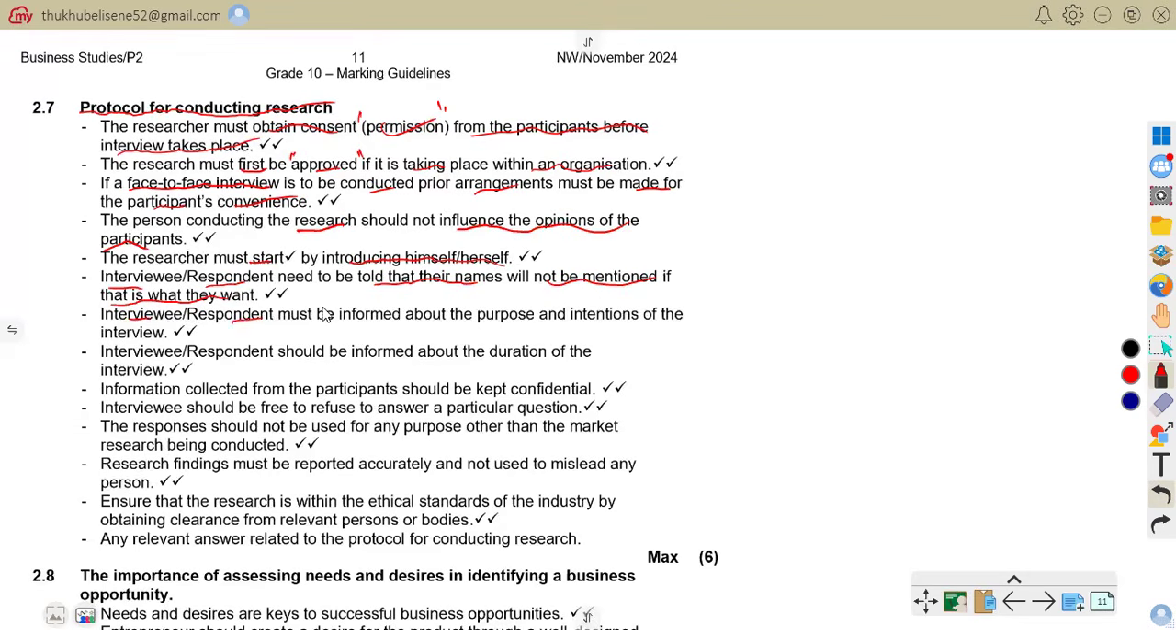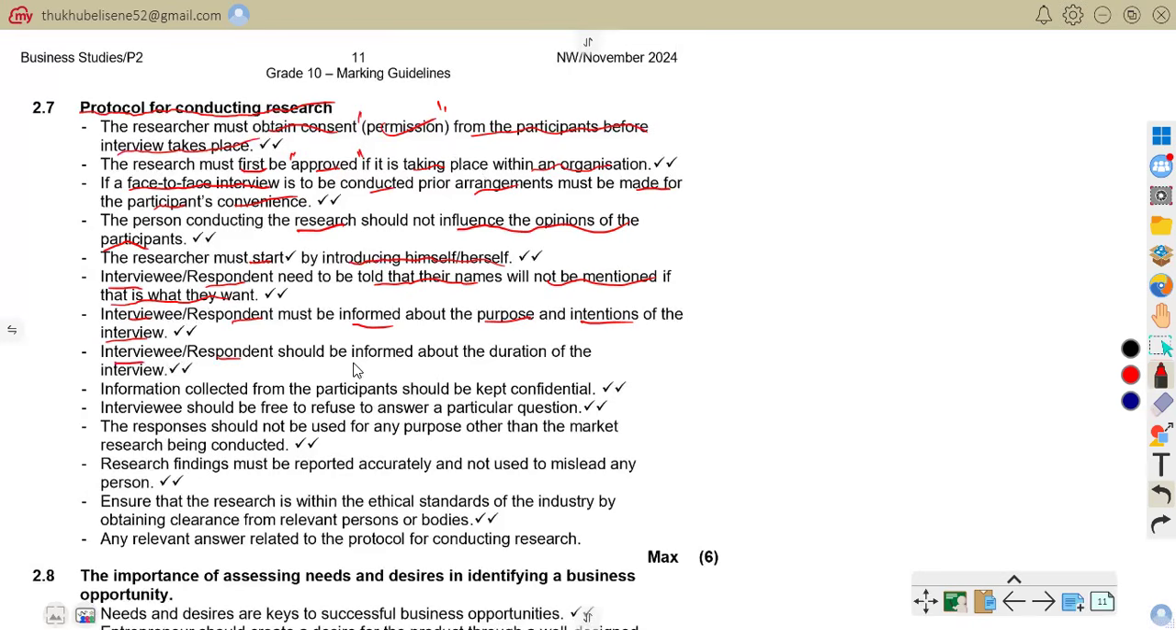Interview respondents must be informed about the purpose and intentions of the interview. So the purpose of the interview is very important, and that should be said to the respondent. So that is very important.